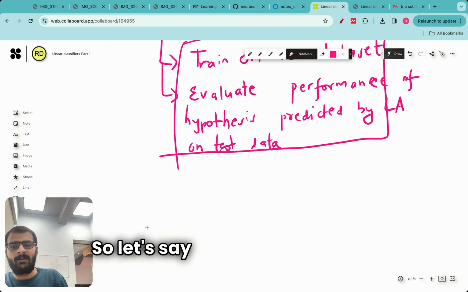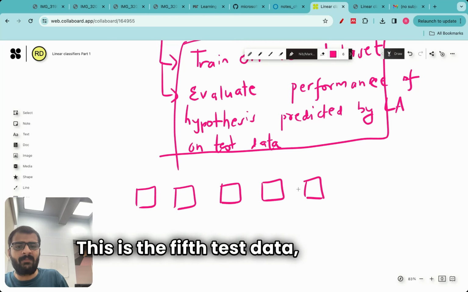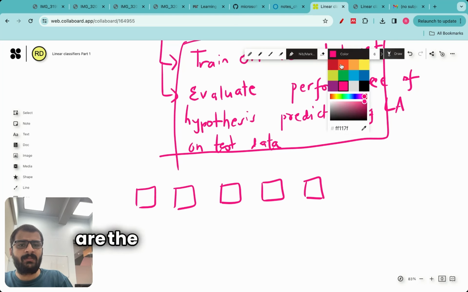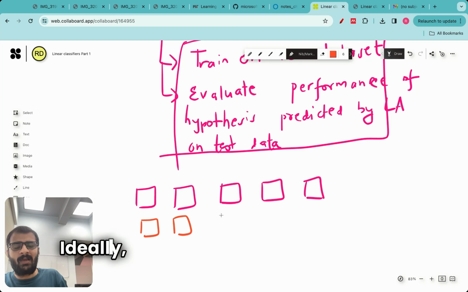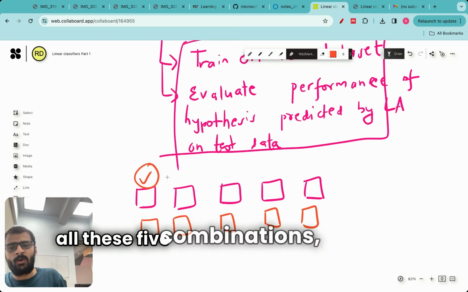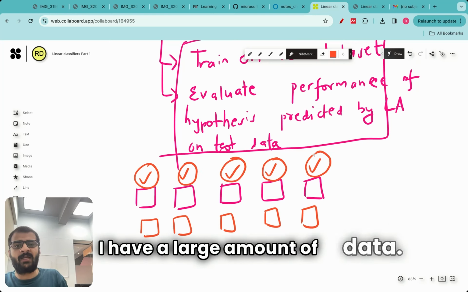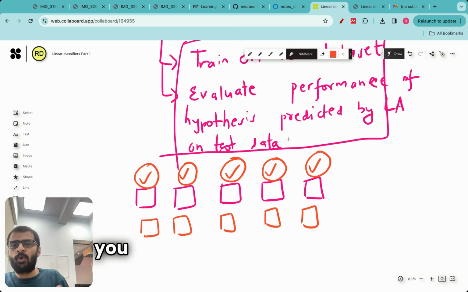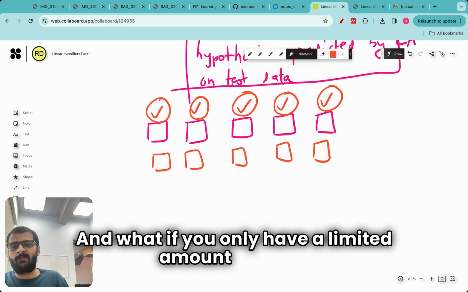So let's say this is one test data. This is the second test data. This is the third test data. This is the fourth test data. This is the fifth test data, and these are the five training data which are available. Ideally, I would like to do the testing on all these five combinations or five sets, if I have a large amount of data. But the problem is, what if you don't have too much data, and what if you only have a limited amount of data?